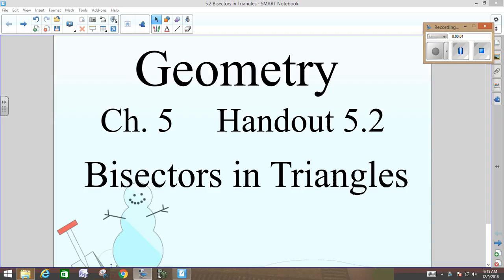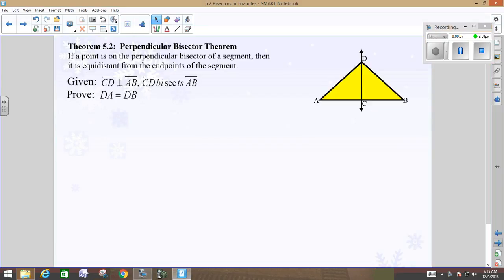Today, obviously, we're staying with triangles, and we're going to look at bisectors in triangles. So angle bisectors and segment bisectors. The first theorem, the perpendicular bisector theorem, states that if a point is on the perpendicular bisector of a segment, then it is equidistant from the endpoints of that segment.